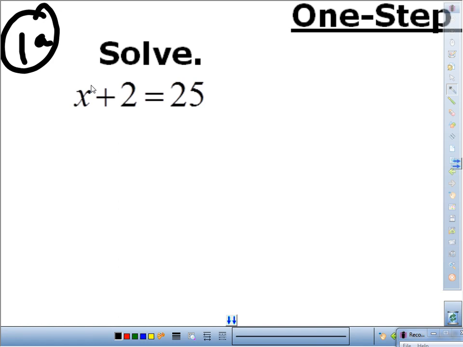Question, can I simplify this side? No, because it's already simplified. Can we simplify this side? No. All right. But to remember that this is a scale, I'm going to draw a line down the equal sign because that's my scale.